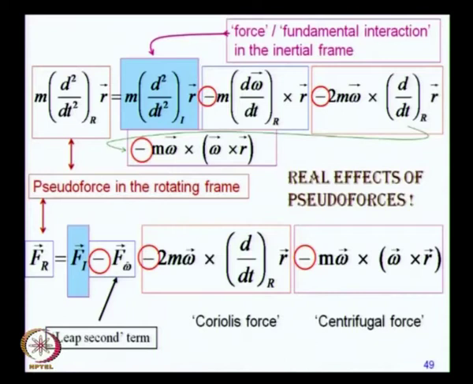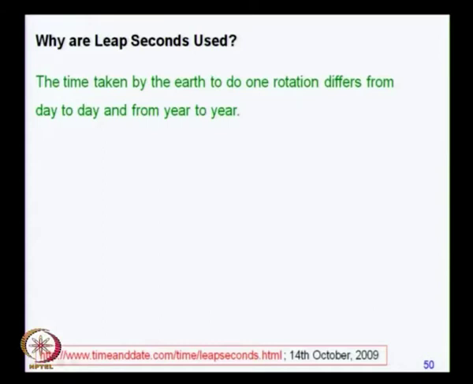So, these terms, the Coriolis term, the Euler term, and the centrifugal term, are defined along with these minus signs. So, they are included in these rectangular boxes which I have placed around these terms. Now, let us discuss these terms one by one. First, the Euler term.